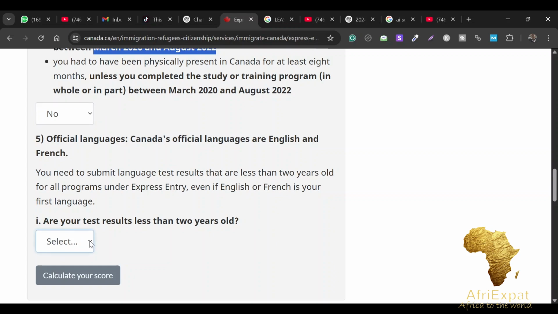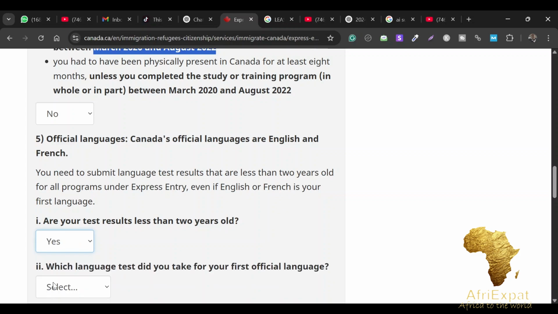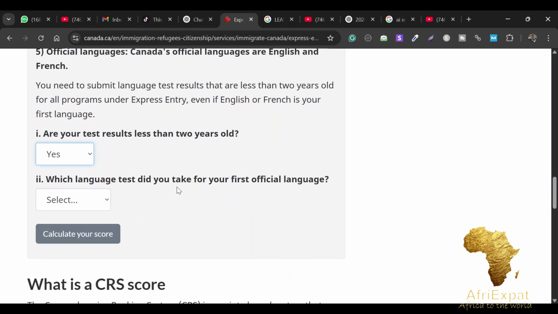So in this instance, are your test results less than 2 years old? The result of that test, of that language proficiency, must be less than 2 years. It is calculated from the day you sit the exam. So are your test results less than 2 years? So choose yes. Which language test did you take for your official language?